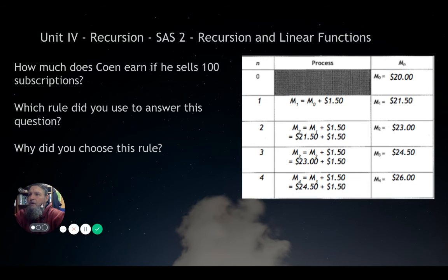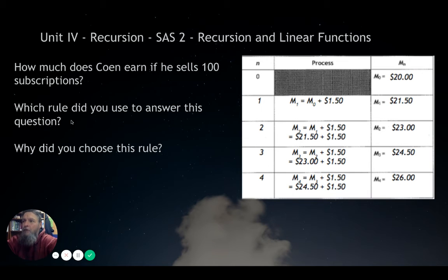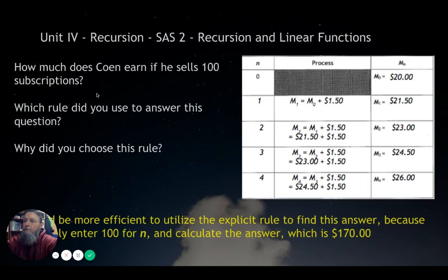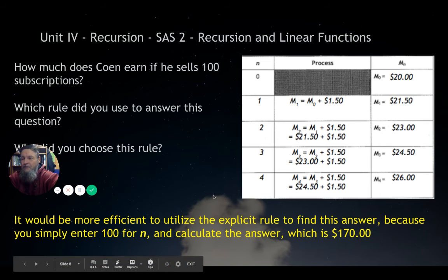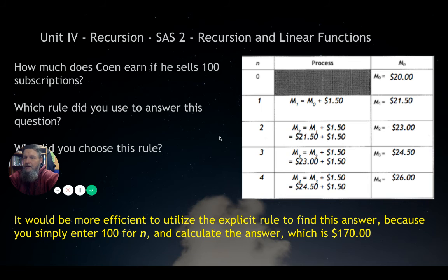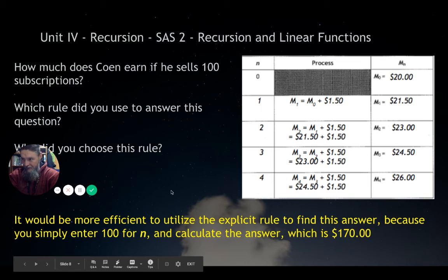How much does Cohen earn if he sells 100 subscriptions? And which rule would you use to answer this question? And why would you use this rule? Now, this is pretty simple. It would be much more efficient to utilize the explicit rule to find this answer because you simply enter 100 for n to calculate the answer. So you're going to take 100, multiply that by D, which is $1.50. So you make 150 plus the initial $20, which would give us $170.